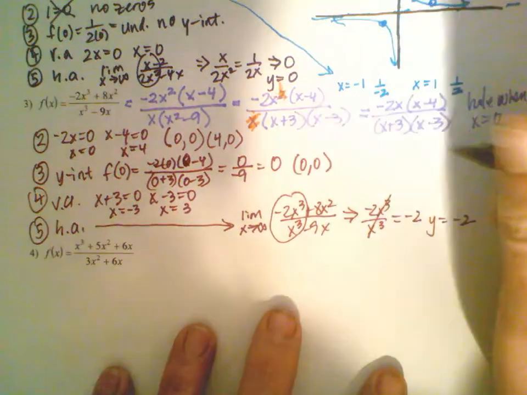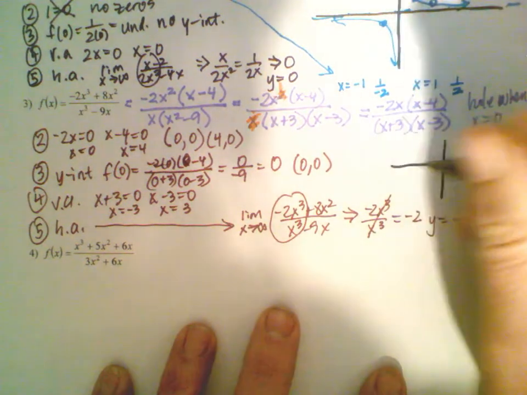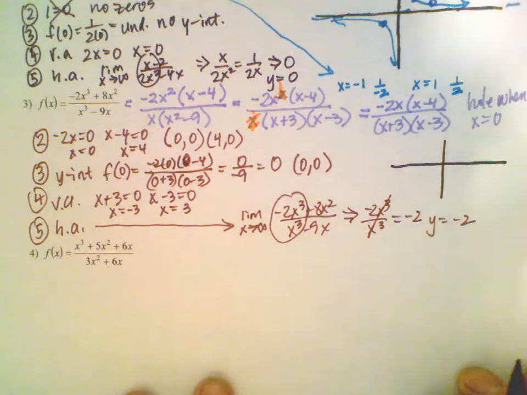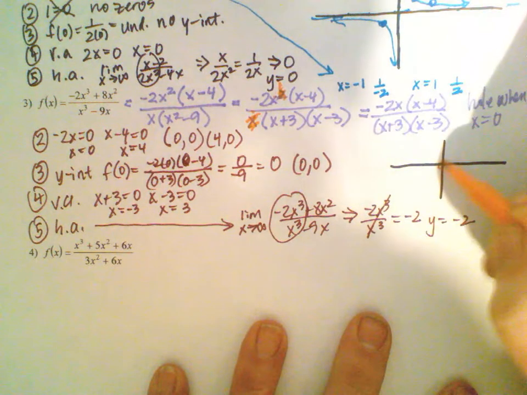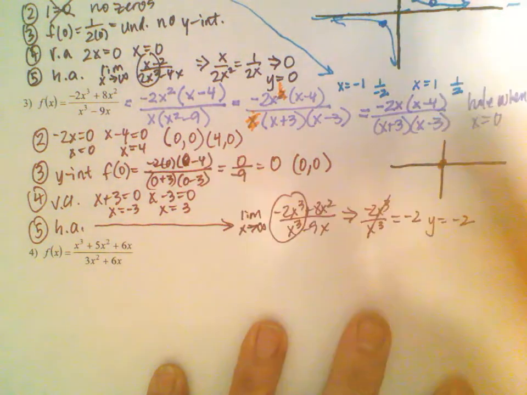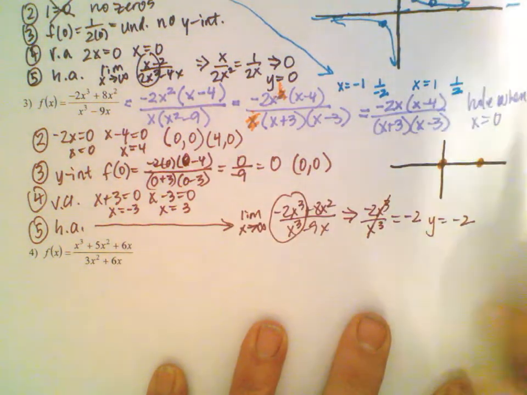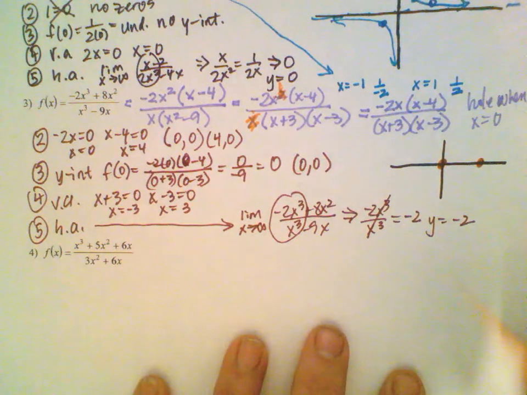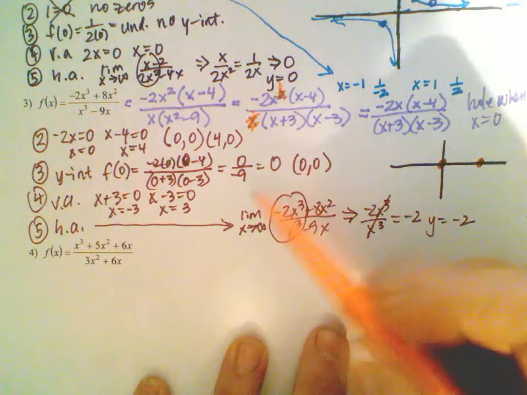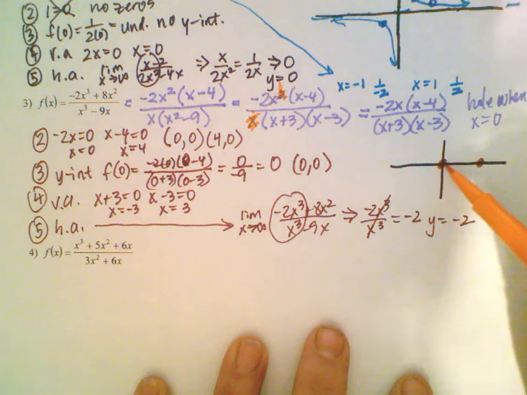I didn't leave myself a whole lot of room to graph, but we don't need a whole lot of room really. So I'll just start plugging all that stuff in. I have x-intercepts, or zeros, at 0, 0, and another one at 4, 0. So those are those 2 points. Those are the places where it can cross through the axis. My y-intercept is at 0, 0, already covered.